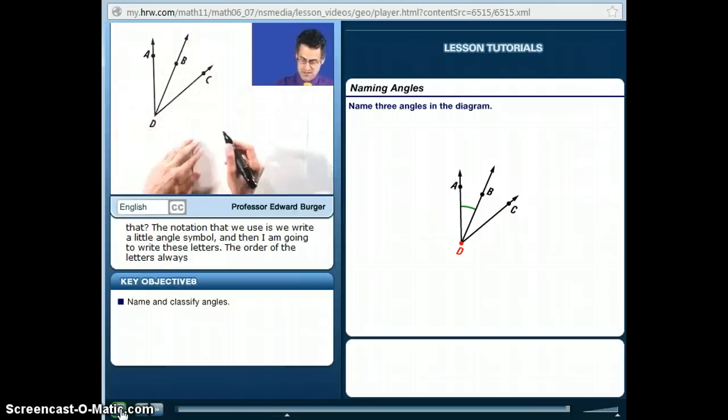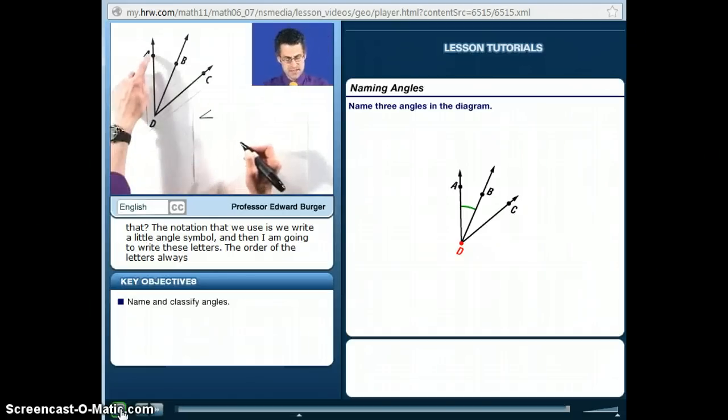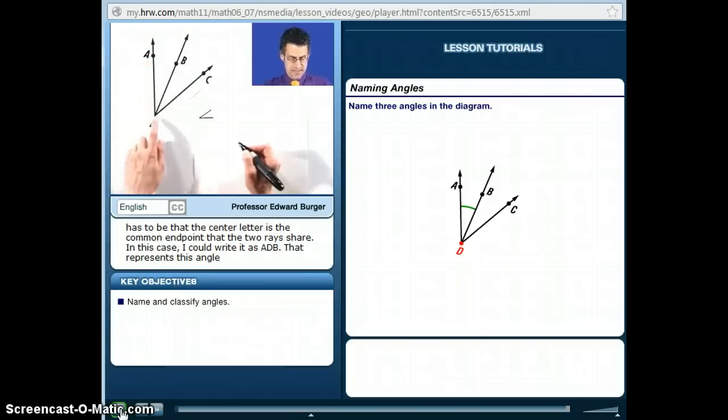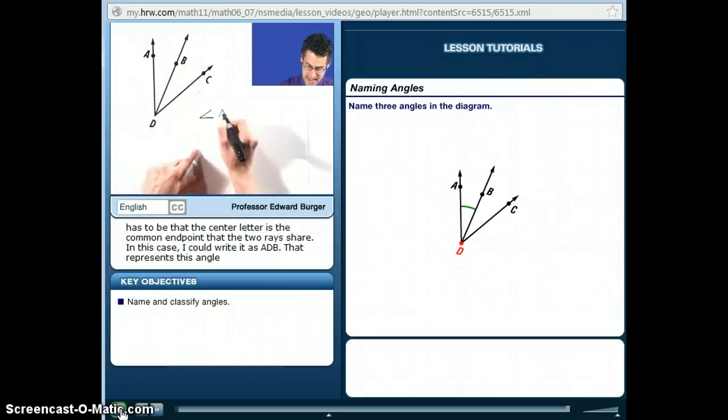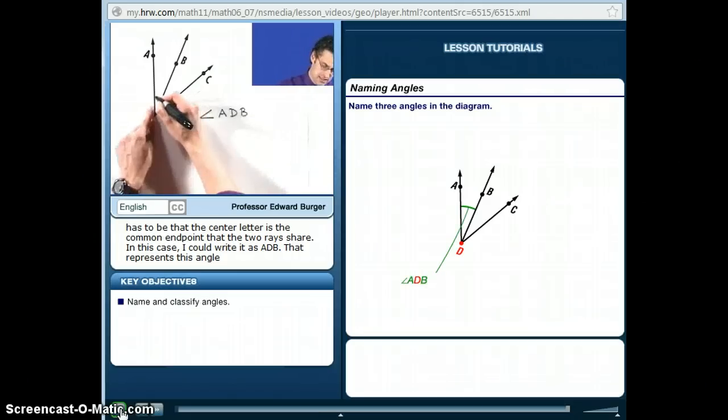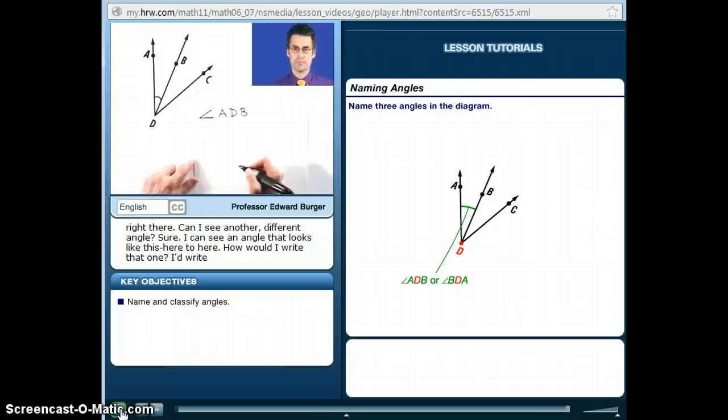Well, the notation that we use is we write a little angle symbol, and then I'm going to write these letters. And the order of the letters always has to be that the center letter is going to be the common endpoint that the two rays share. So in this case, I could write it as A, D, B. And that represents this angle right there.